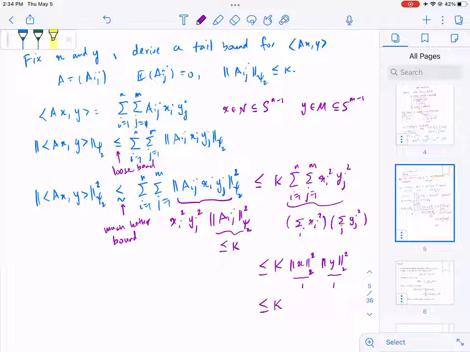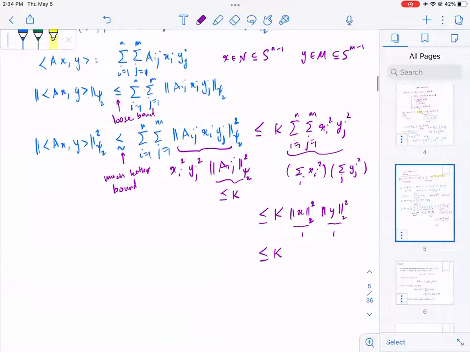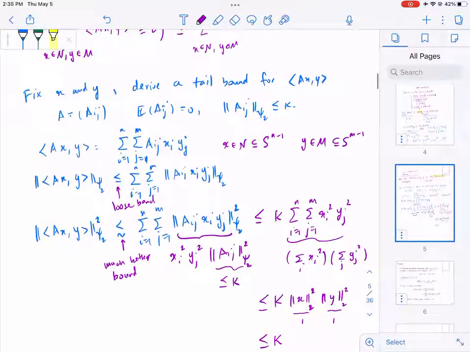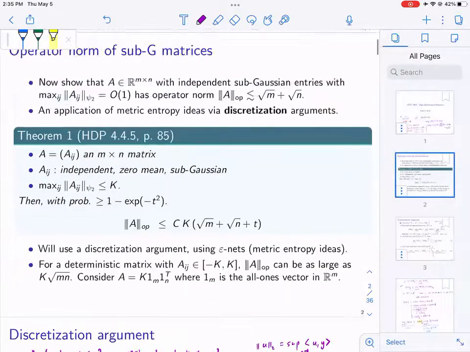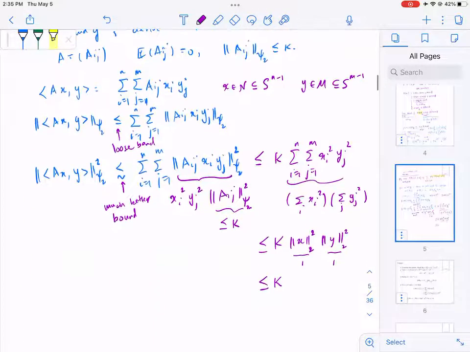Now that I know that the psi2 norm is controlled, I can write a tail bound for this. Someone asked whether it was the sub-Gaussian norm or its square. You're right, thank you. There is a square here. This is k squared, because we're looking at the square. So the psi2 norm is bounded by k.